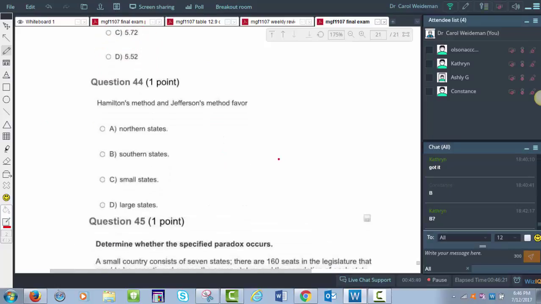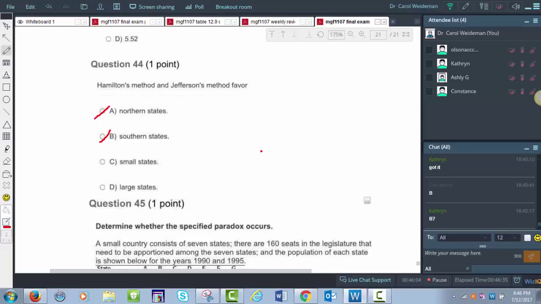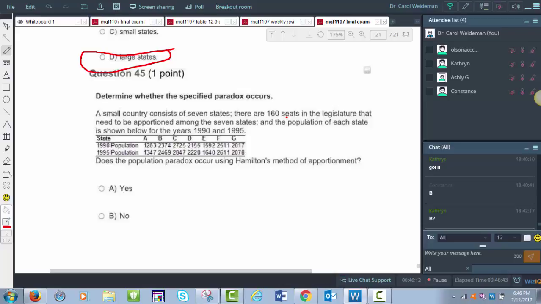And, okay, definition question. Hamilton and Jefferson's methods favor which ones? They favor northern states, southern states, large states, small states. We could sort of eliminate these, right? Doesn't make a whole lot of sense. What do they favor? Hamilton and Jefferson favor, anybody remember? They favor large states. Okay, and then the last one is about a paradox, population paradox.